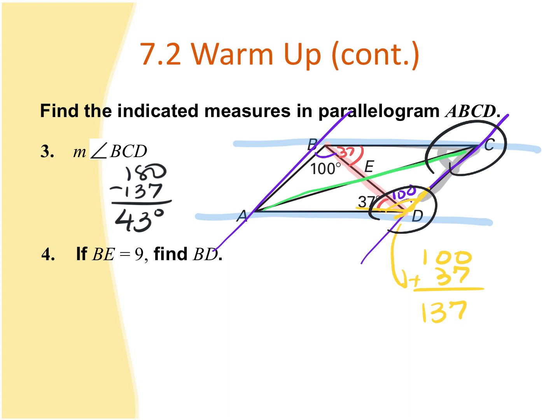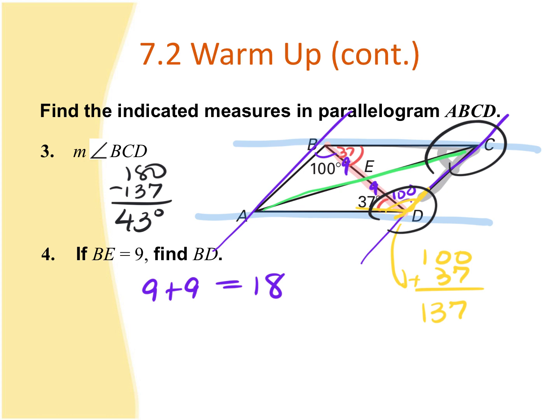For the next part, they're giving me the length of BE, and BE is right here. It's this piece of the diagonal. And I know in a parallelogram, the diagonals bisect each other. So that tells me ED over here is also 9. So to find the length of the entire diagonal, all I have to do is add 9 plus 9, and BD equals 18.